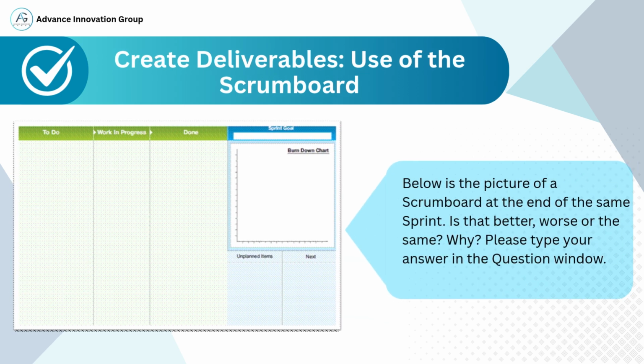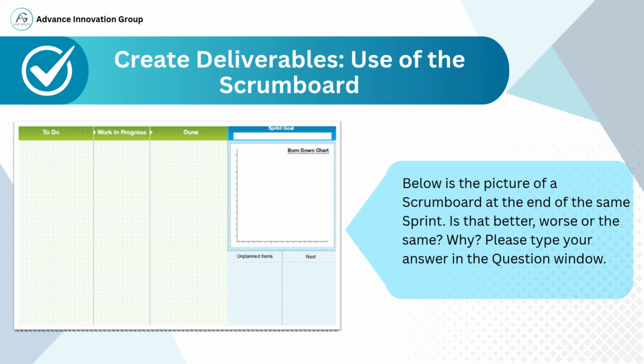This is another look at the Scrum Board at the end of the same sprint, and just like the previous one, it's still completely empty. The columns To Do, Work in Progress, and Done all show no movement or progress, and the burn-down chart is unchanged. That means no tasks were planned, tracked, or completed during the entire sprint.